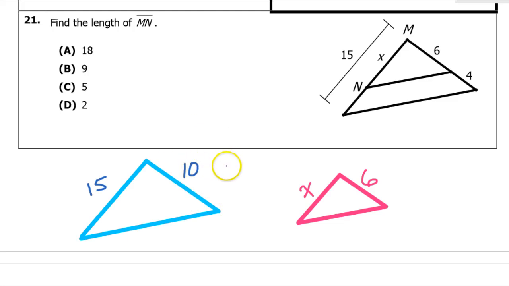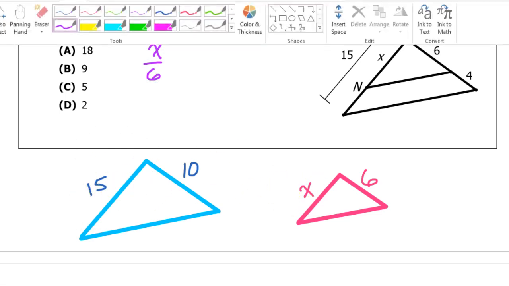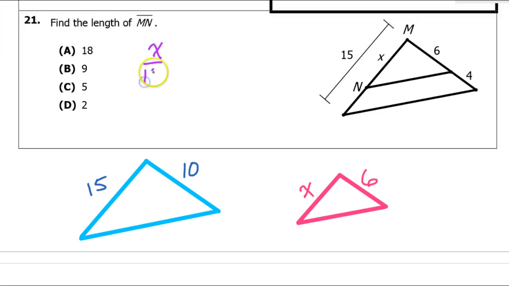Because red over blue should equal red over blue. So for example, if I go x over 15, that's like small over big. Okay, x over 15 should equal 6 over 10. So it's like small over big equals small over big. Corresponding sides are proportional. So now it's just a matter of solving this.